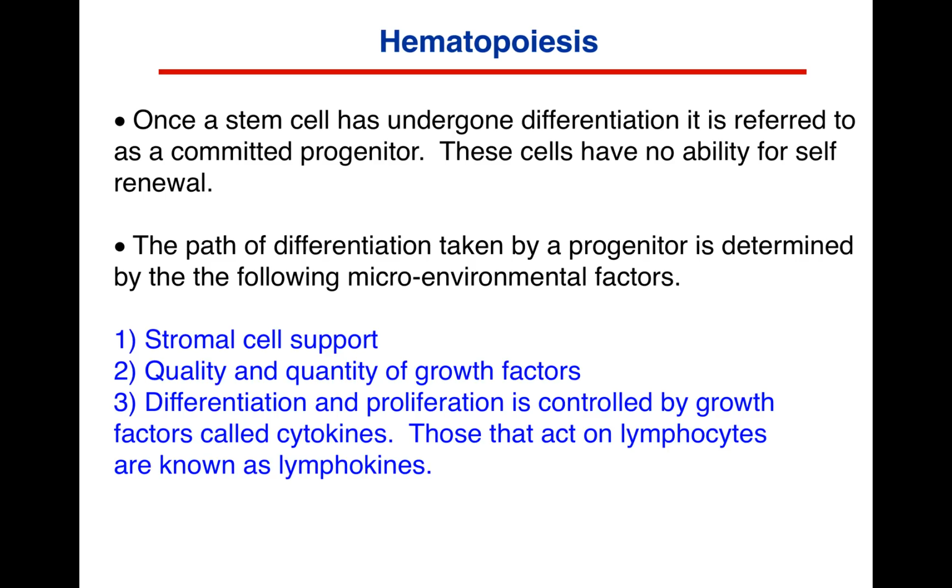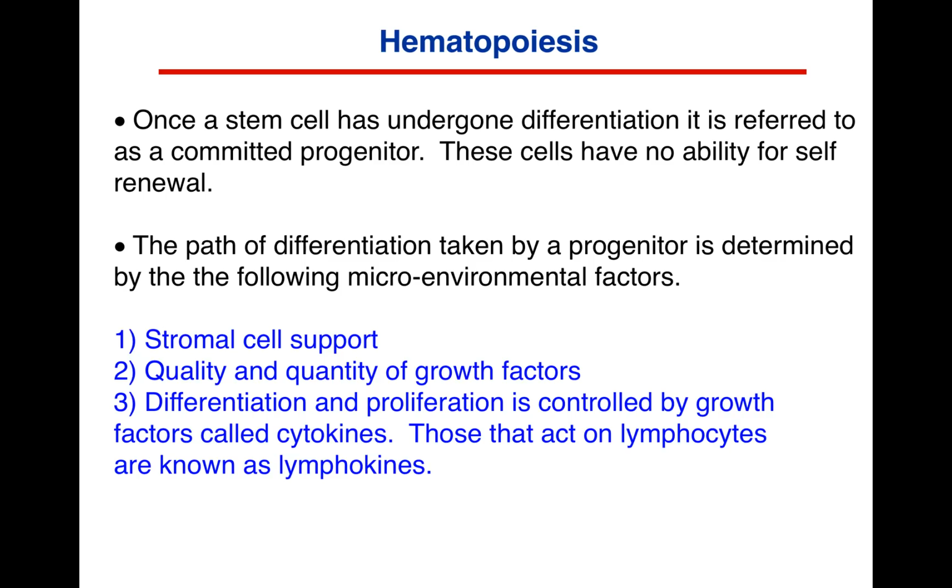The microenvironments are important for the quality and quantity of the growth factors. The number and amount of those growth factors determine what cells they differentiate into. And third, the differentiation and proliferation is controlled by growth factors called cytokines. Those that act on lymphocytes are known as lymphokines. So lymphokines are a specialized type of cytokine that acts on lymphocytes.